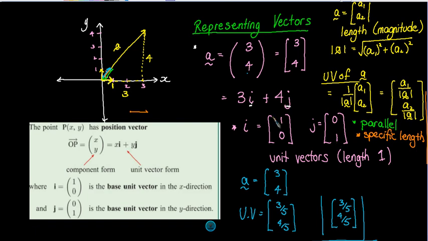Each one of these is a unit vector, and that's a definition that you want to put down. A unit vector is a vector that has length 1.